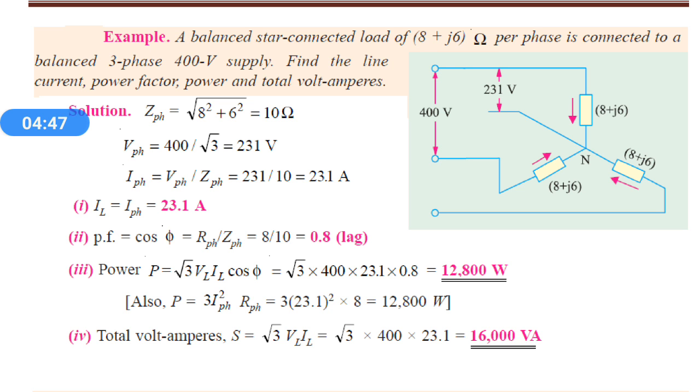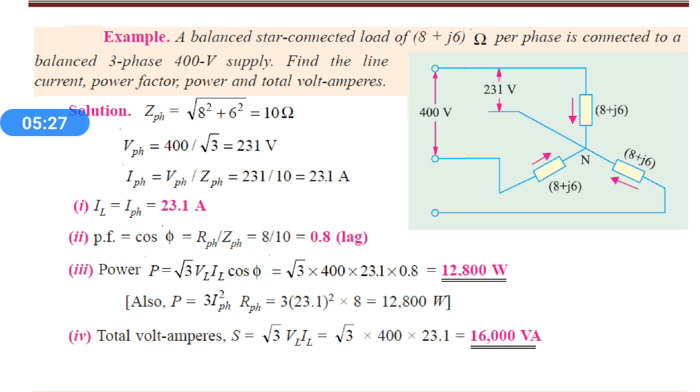We can calculate the power by an alternate method. The power equals 3 into I phase square R phase, or I square R. I square R means we calculate for only one phase. Multiplying by 3 means it goes to 3 phase. So 3 into I square R, 3 into 23.1 square into R value 8. The answer is the same, that is 12,800 watts or 12.8 kW.